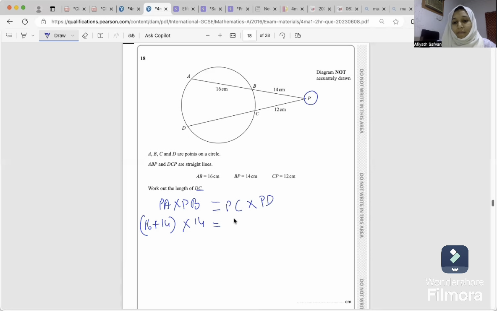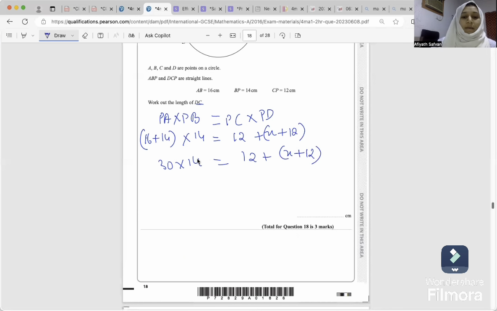As you can see, PC is 12 and PD is unknown. I don't know what CD is, so I'll take it as x. So PD will become x plus 12, right? Therefore, 16 plus 14 becomes 30, into 14, equals 12 into (x plus 12). So 30 into 14 is going to be 420.